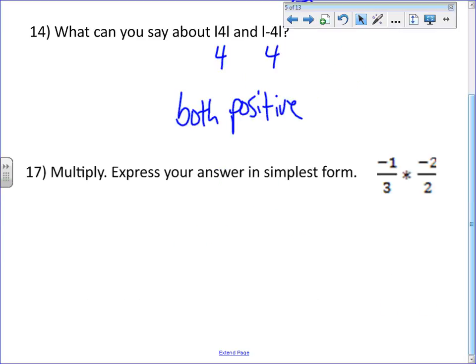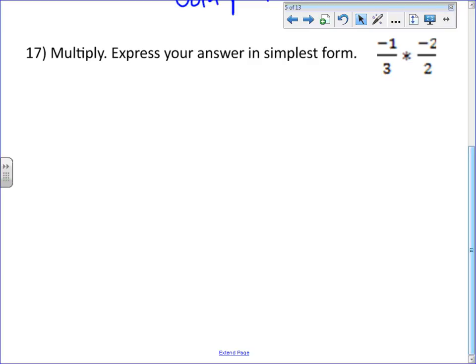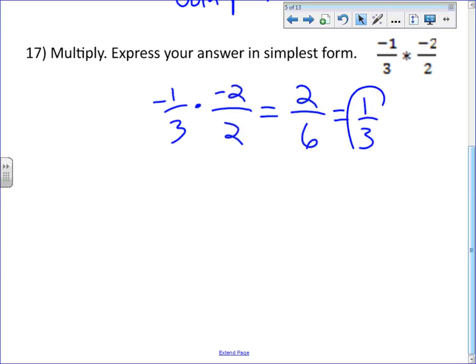Okay, now we need to multiply. When we multiply fractions, you just multiply straight across. So negative 1 over 3 times negative 2 over 2. Negative 1 times negative 2 is positive 2. Negative times a negative. 3 times 2 is 6. And then 2 over 6 reduces to 1 over 3.